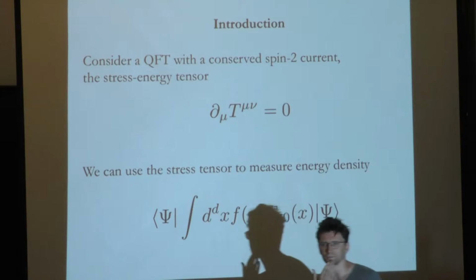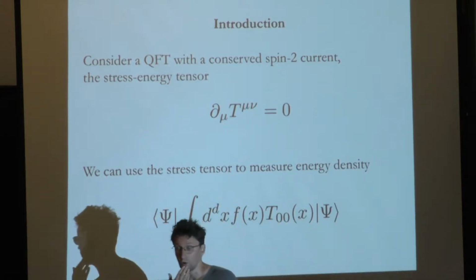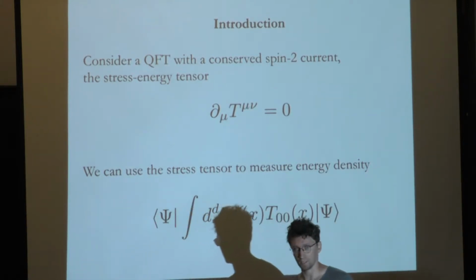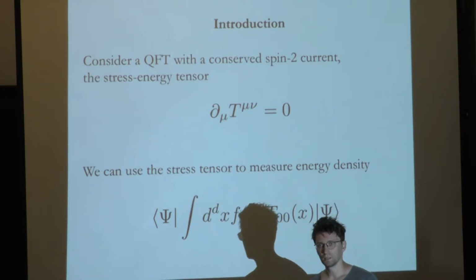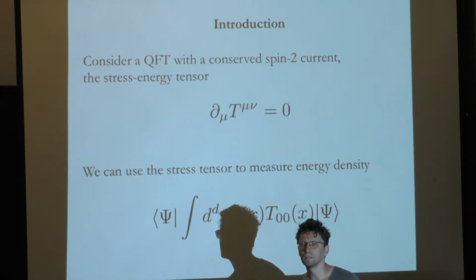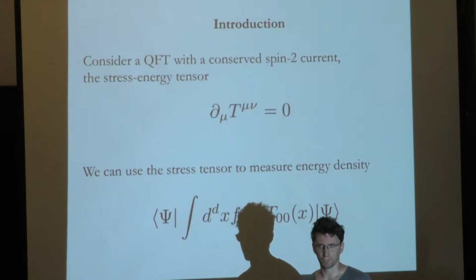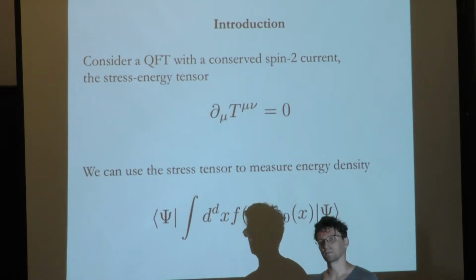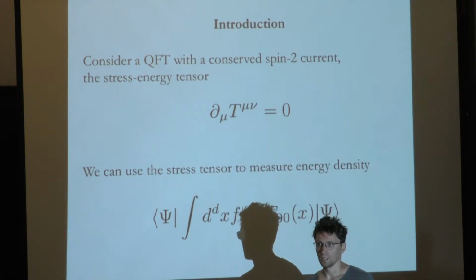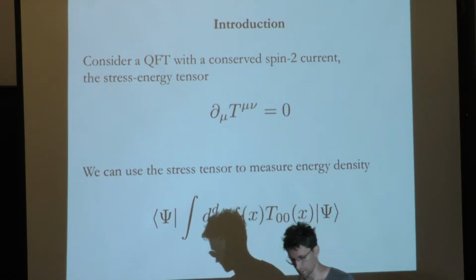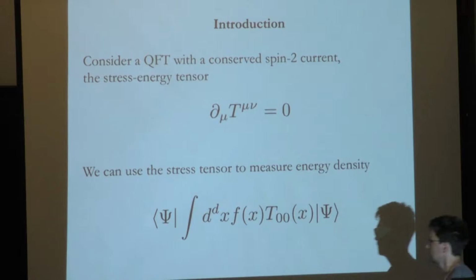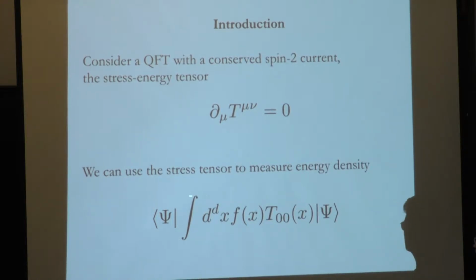Yes, please. Everything is gauge invariant at any point. It's a gauge invariant operator. Well, that's what quantum field theory is. It's a set of local operators. So I'm talking about quantum field theory. I assume existence of a quantum field theory. I assume existence of a stress tensor, which is gauge invariant and conserved. So if we have a gauge invariant conserved stress tensor, we can measure energy density.